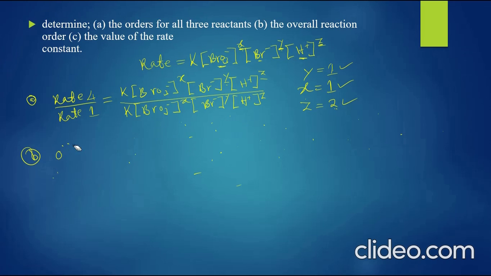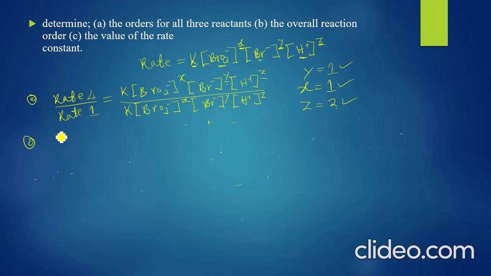Okay, now that we have determined the overall reaction order, let's determine the value of the rate constant. So how can we determine the value of the rate constant? We're going to use this rate law here, where we substitute our X, which is 1, we have determined it already. Our Y, we know it's 1, our Z is 2, so we're going to substitute. So let's use it now.